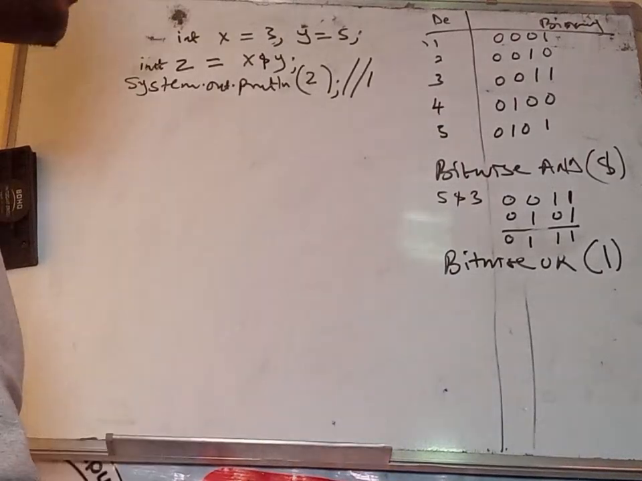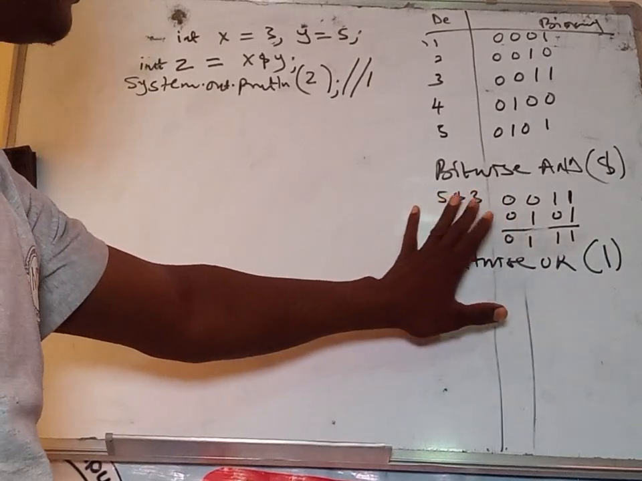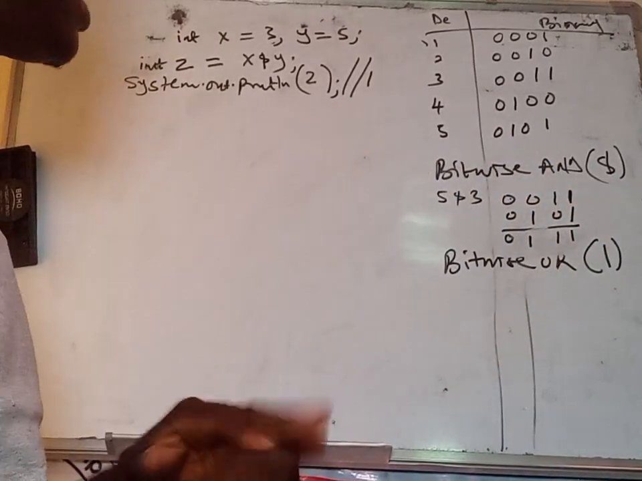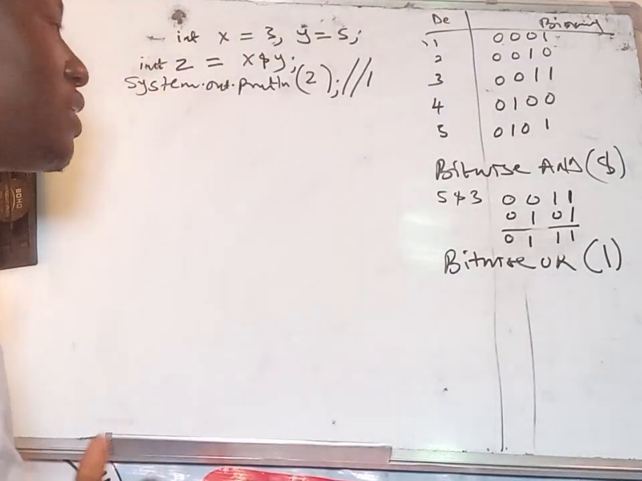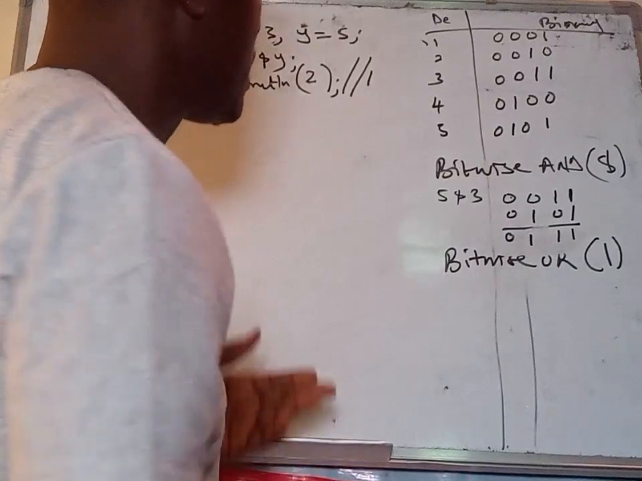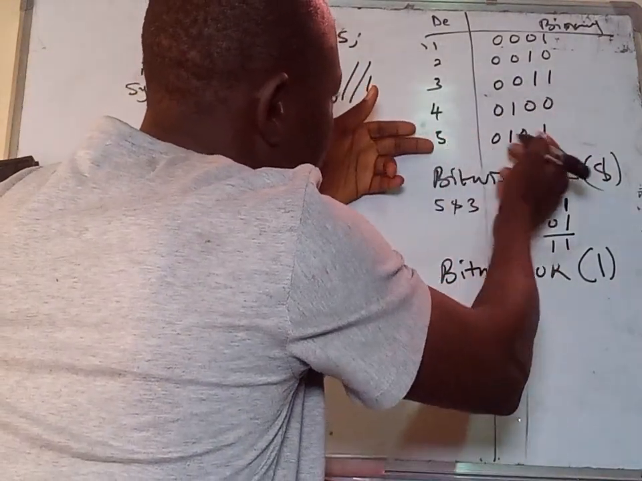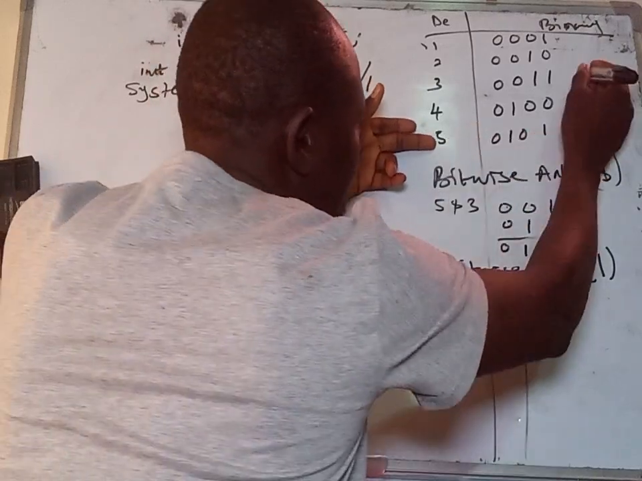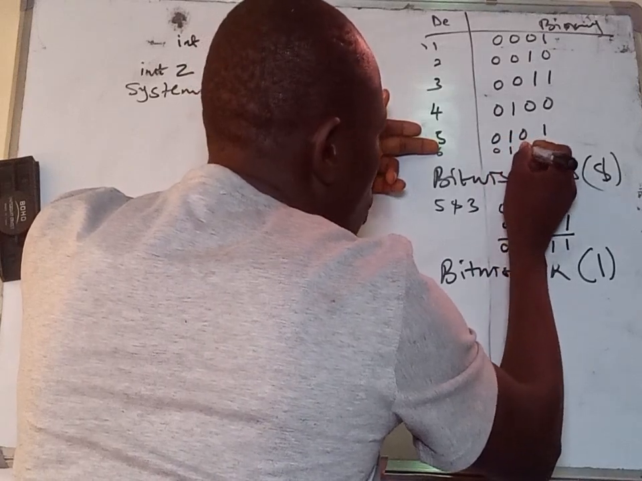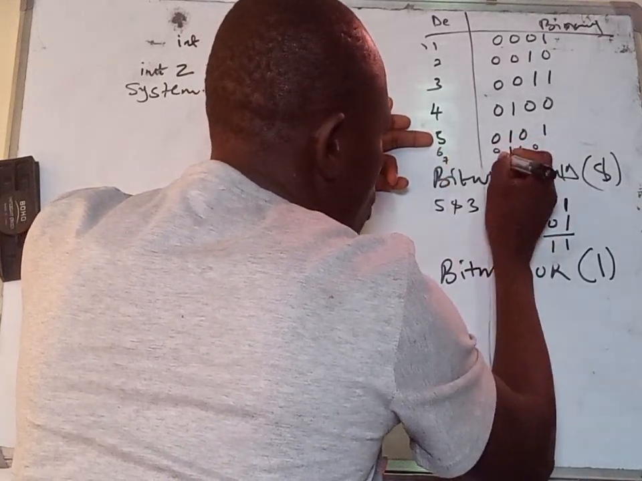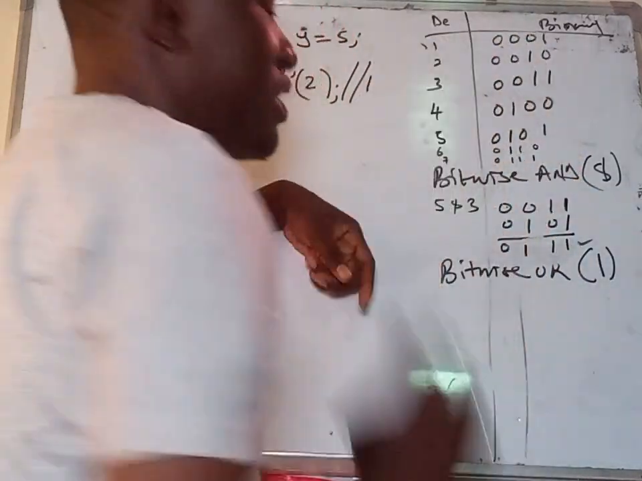Let's check our binary operators. This is how it goes: if either of the inputs is 1, it gives you 1. Having this in mind, we don't have the operations here, but if you continue, the next one, if it is 6, is 0, 1, 1, 0, and 7 is 0, 1, 1, 1. So here the output is going to be 7.